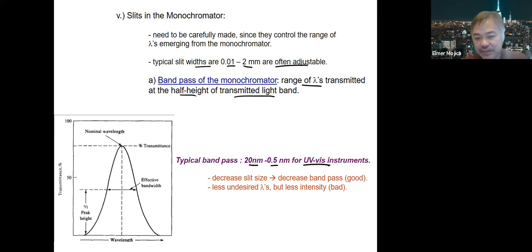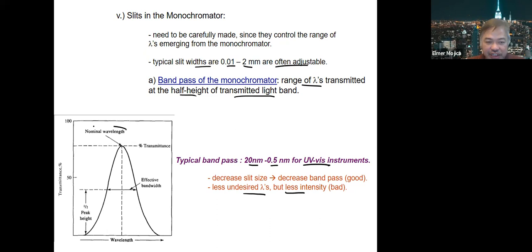But if that happens, you have fewer undesired wavelengths and also, unfortunately, less intensity. Try to imagine it. Let's say you are in a dark room. If the opening is small, the intensity of the light is not strong. If you enlarge the opening, the intensity is strong. But the problem is, when the intensity is strong, the bandpass region becomes too large. So you want this at least here.